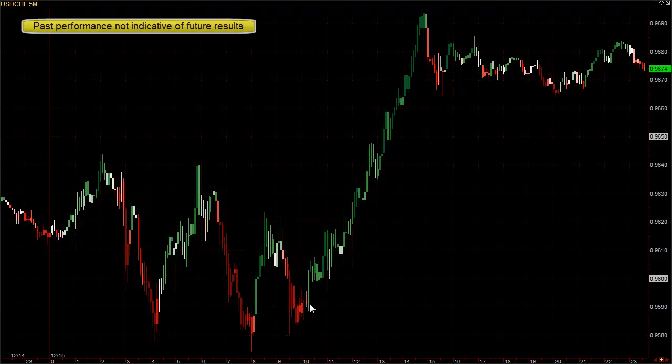Notice on this huge move up here, it went green right near the lows, stayed green all the way to the top.